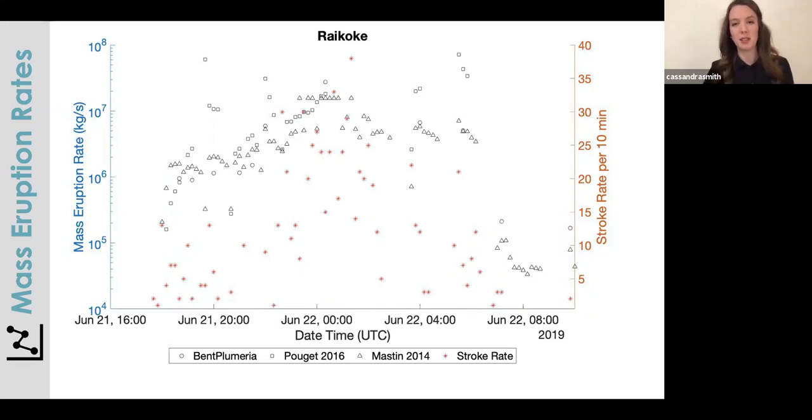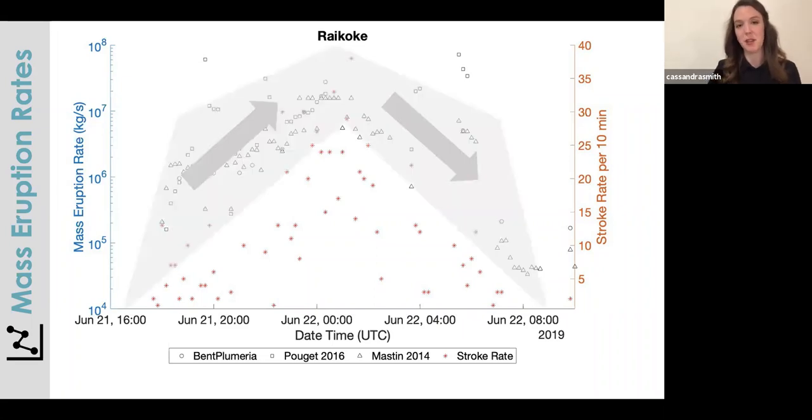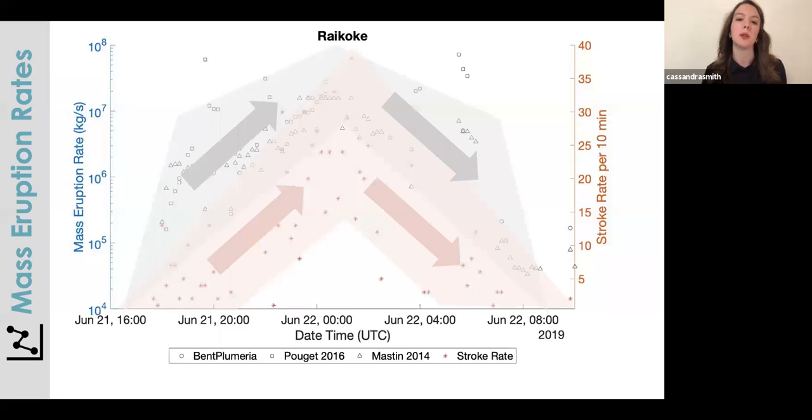If you squint at this, I can convince myself that we're seeing the mass eruption rate generally increase over the course of the eruption through those first 6 pulses, peaking at pulse 7, and then starting to decrease again. And we're seeing a similar relationship with the stroke rate. As stroke rate is increasing, mass eruption rate is increasing, we're moving towards that large pulse 7, and then it tapers back off again.